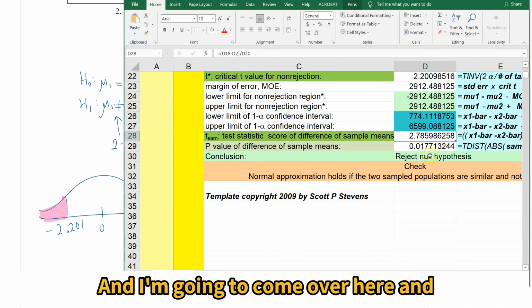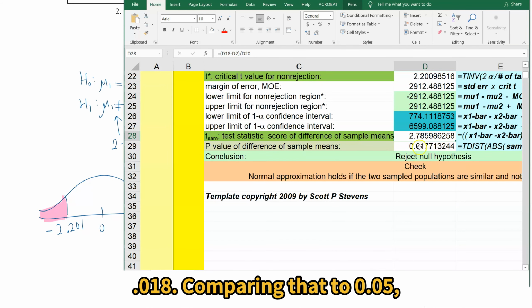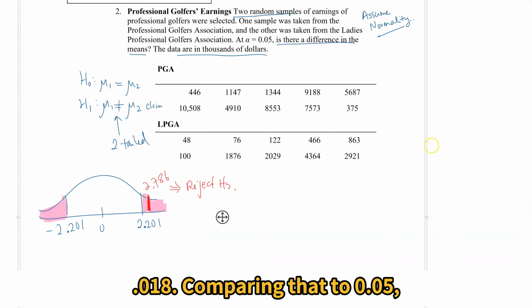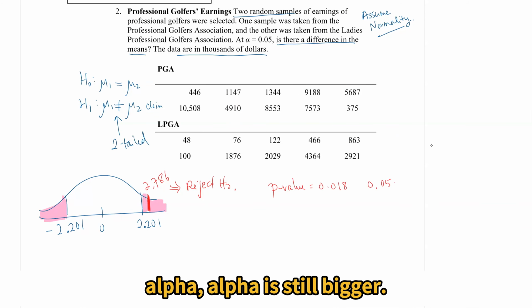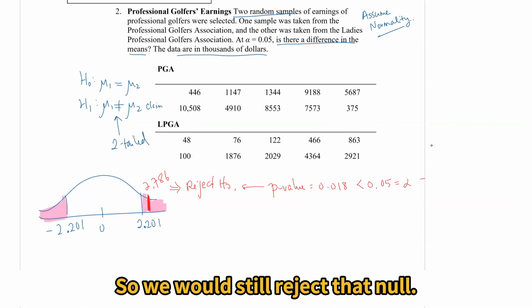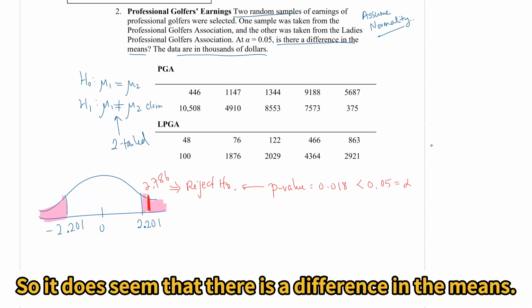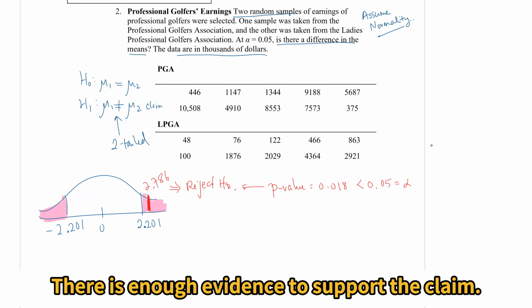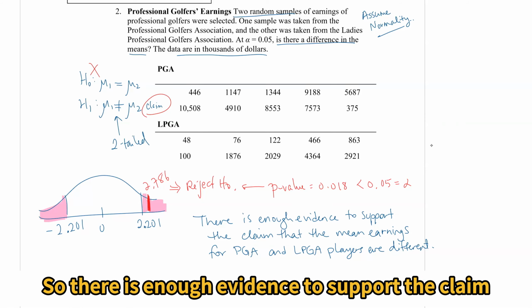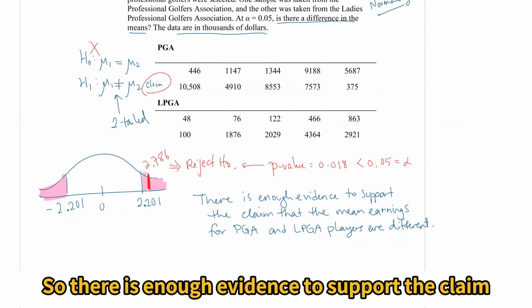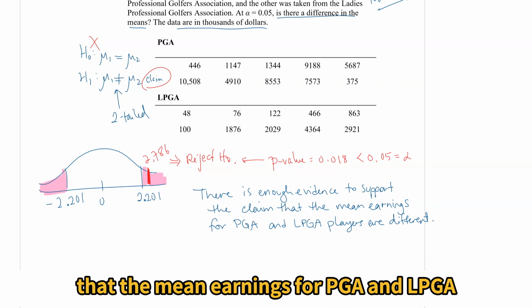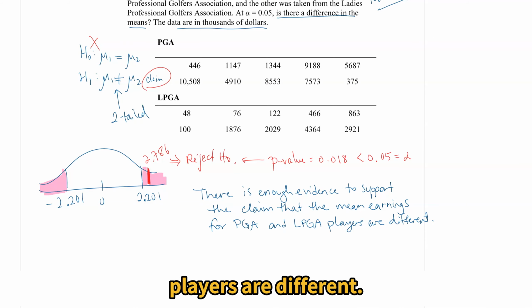And I'm going to come over here and take a look at our p-value, 0.018. Comparing that to 0.05 alpha, alpha is still bigger, so we would still reject that null. So it does seem that there is a difference in the means. There is enough evidence to support the claim. We rejected the null. So there is enough evidence to support the claim that the mean earnings for PGA and LPGA players are different.